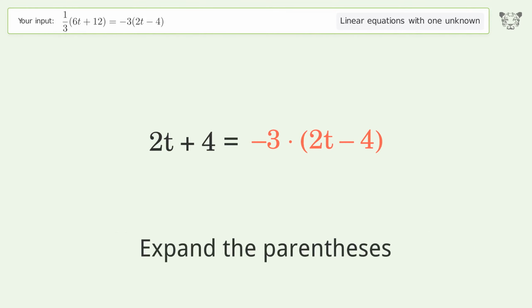Expand the parentheses. Multiply the coefficients. Simplify the arithmetic.